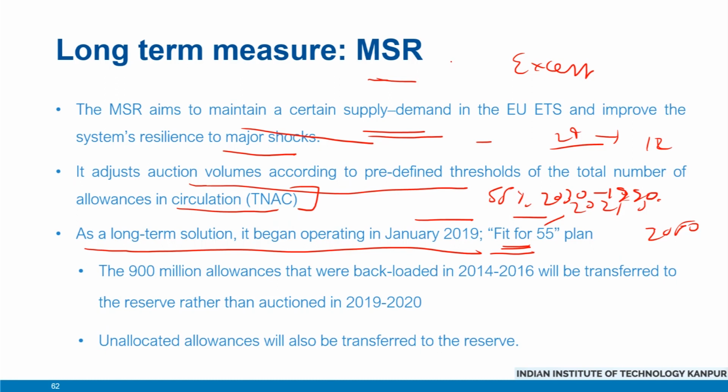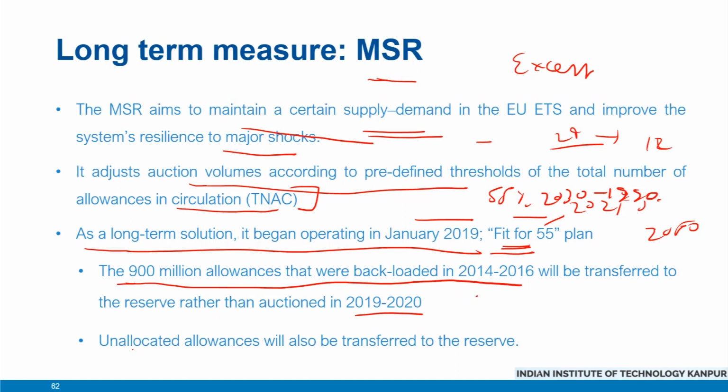So effectively, this reserve addresses the current surplus of allowances and also improves the system's resilience to major shock by adjusting the supply of allowances to be auctioned. To get to the specifics, the 900 million allowances that were part of backloading in 2014-16 will be transferred to the reserve rather than auctioned in 2019-20. So that is one important step in this MSR.